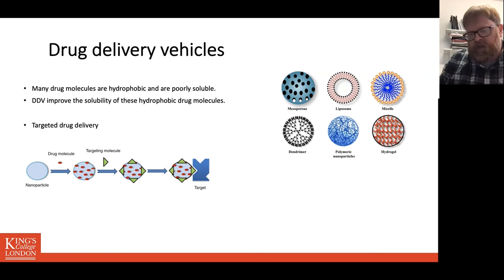There are all kinds of different shapes and formulations that these drug delivery vehicles can take. We've been modeling various aspects of these, and the ones I show here are just of soft matter. There are, of course, other ones based on graphene oxide. People are interested in using graphene oxide, et cetera, for this kind of thing as well.